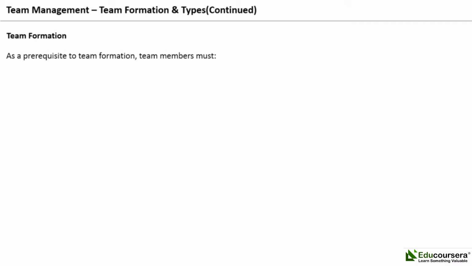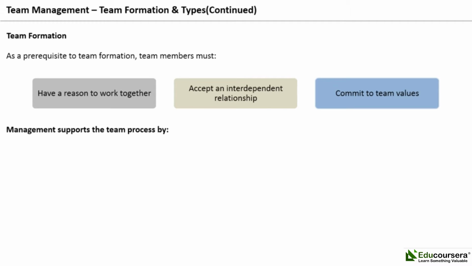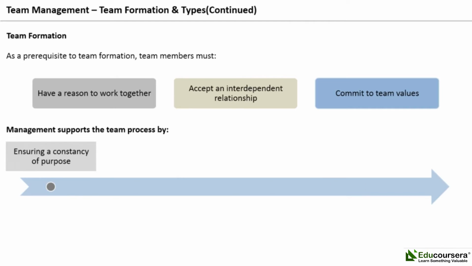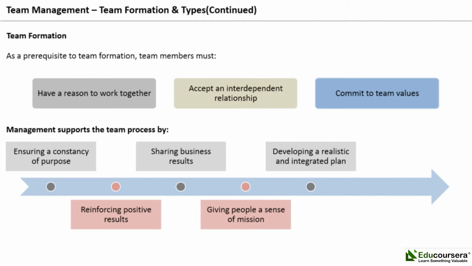As a prerequisite to team formation, team members must have a reason to work together, accept an interdependent relationship, and commit to team values. Management supports the team process by ensuring a constancy of purpose, reinforcing positive results, sharing business results, giving people a sense of mission, developing a realistic and integrated plan, providing direction and support.